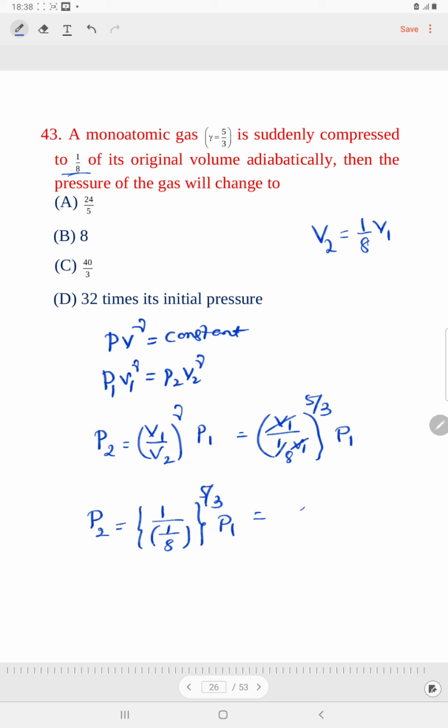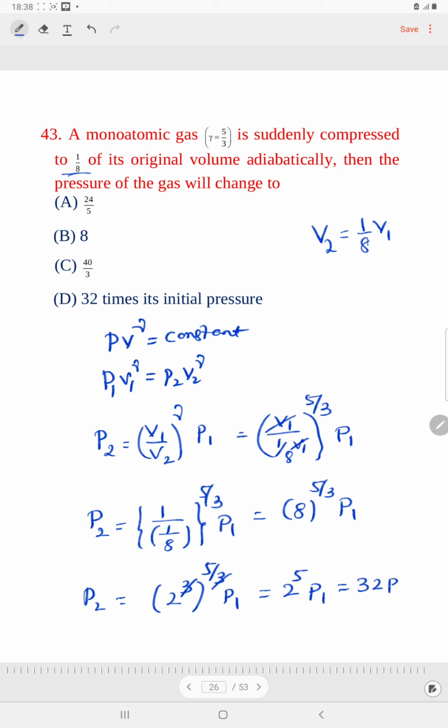And 1 over 1 by 8 is 8 power 5 by 3 multiplied by P1. Then 8 can be expressed as 2 cube, whole power 5 by 3, multiplied by P1. So 3 and 3 get cancelled. It is 2 power 5 into P1, and 2 power 5 is 32 P1. This is going to be the final pressure. That means the final pressure is going to be 32 times the initial pressure, which is option D.